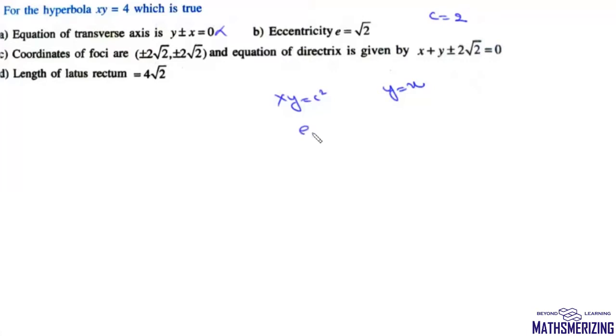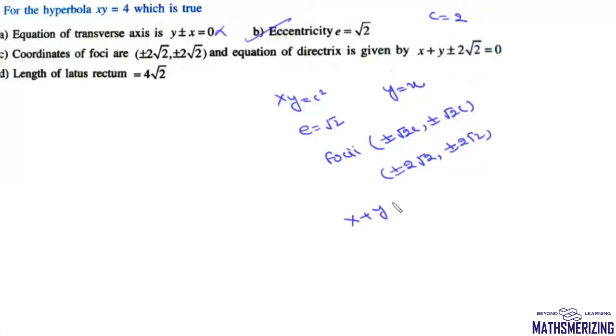Now eccentricity of rectangular hyperbola, it is always under root 2. So that means this option B, it is correct. Now what about foci? So we have already established that foci is at plus minus root 2c and plus minus root 2c. Value of c is 2. So focus of this hyperbola will be at plus minus 2 root 2 and plus minus 2 root 2. And equation of directrix, it is given by x plus y plus minus root 2c equals 0. So this equation of directrix will be x plus y equals plus minus 2 root 2 equals 0. That means this option C is correct.